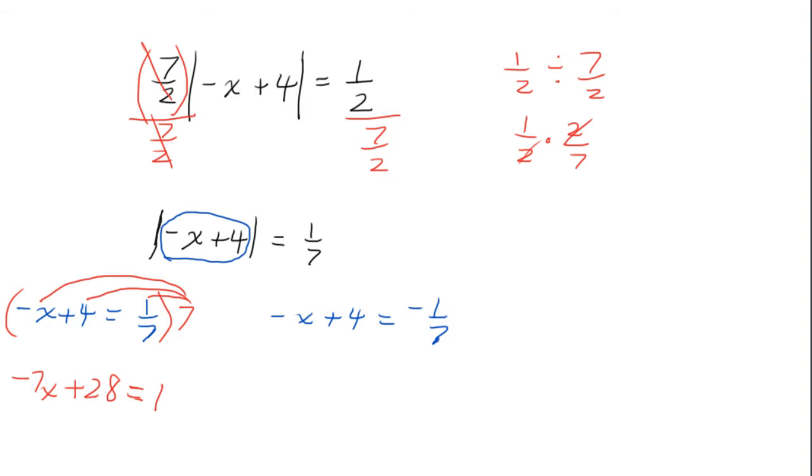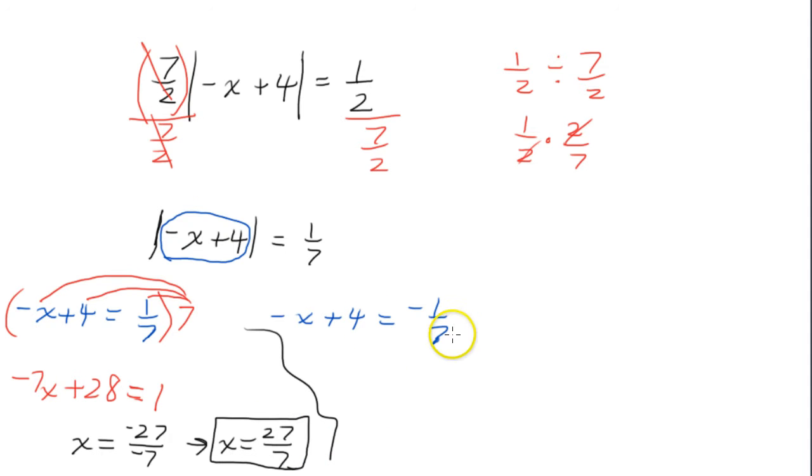Okay, from here, I'm just going to jump to it. We're going to end up with a fraction answer, but that's okay. So I'll subtract 28, and I'll divide by negative 7, and so x equals, let's see, 1 minus 28 would give negative 27. And then we'll divide by negative 7. Hey, we've got a negative divided by a negative, so I'll just stretch that over here and say x equals positive 27 over 7. Okay, that's one of our solutions.